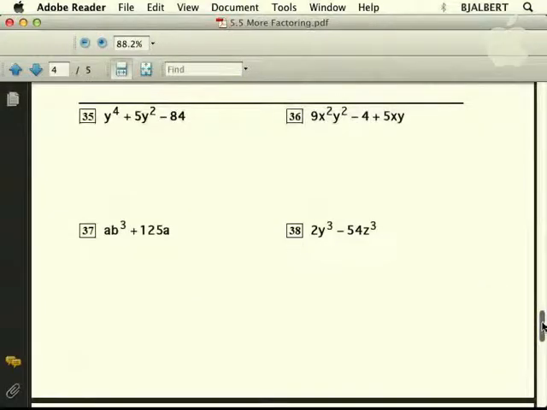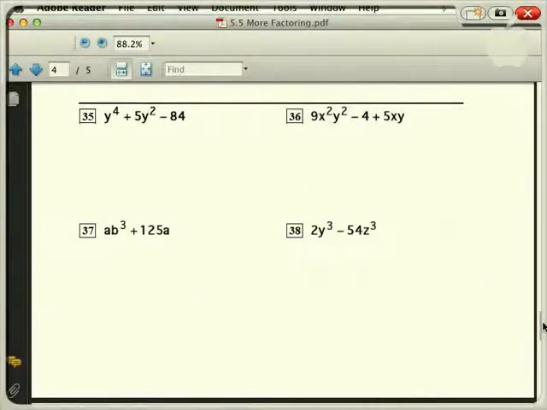Okay, wow, we're almost done. 35. Oh, this is the kind where its leading coefficient is 1. So we'll set it up like this. Two numbers that multiply out to negative 84 and add up to 5. Well, that would be positive 12 and minus 7.